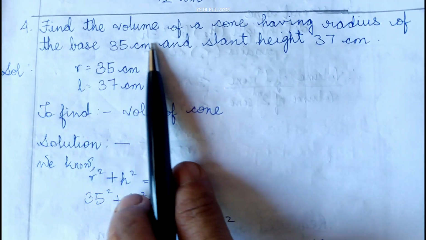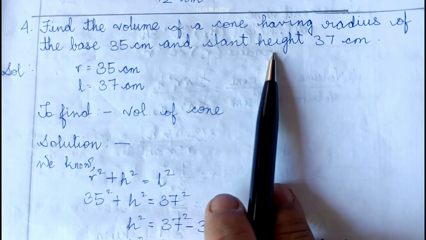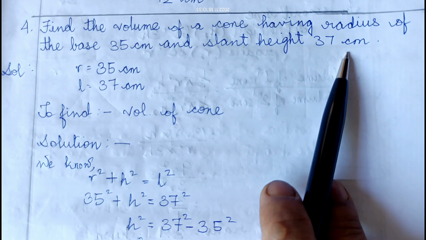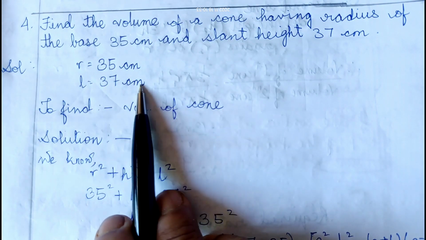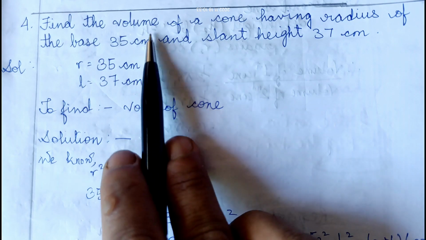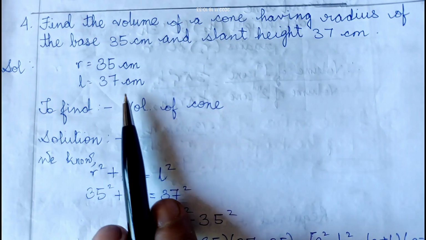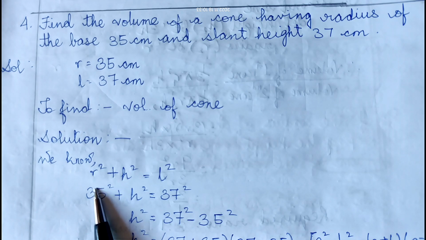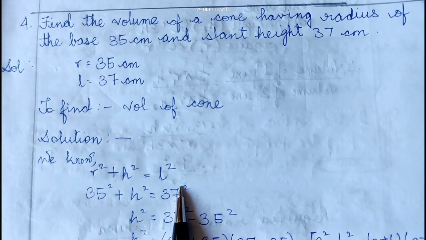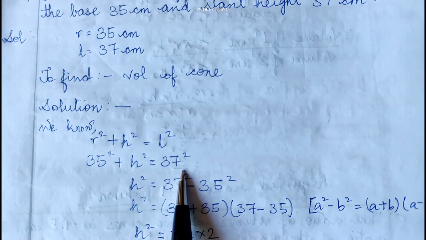Question number 4. Find the volume of a cone having radius of the base 35 centimeter and slant height is 37 centimeter. Here radius is 35 centimeter and slant height l is 37 centimeter. We have to calculate the volume of a cone, and formula is 1 by 3 pi r square h. But here height is not given. So first of all, we have to calculate height. For this, we are going to use r square plus h square equal to l square. r is 35, so it will be 35 square plus h square equal to 37 square.